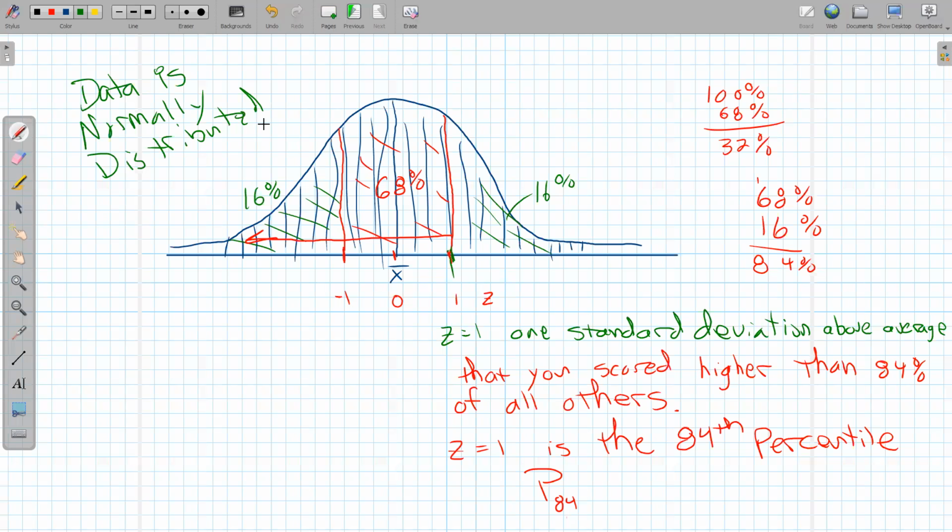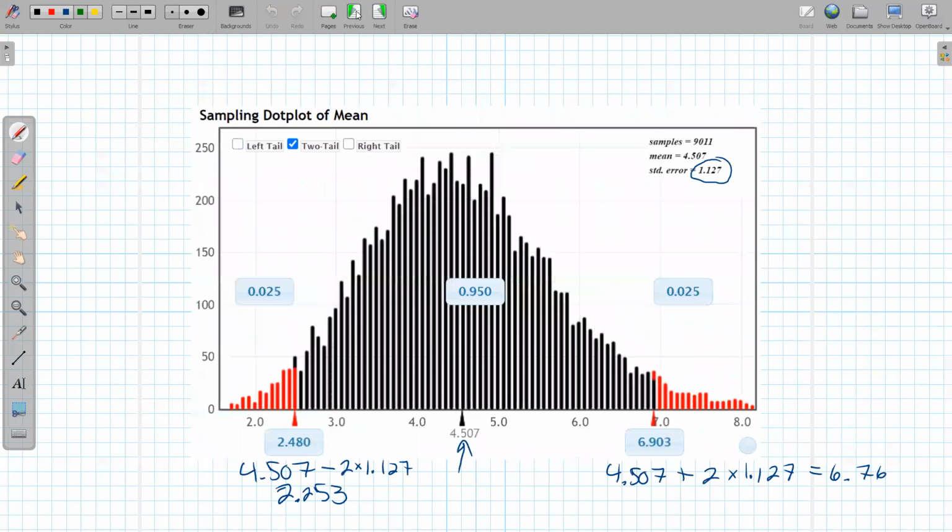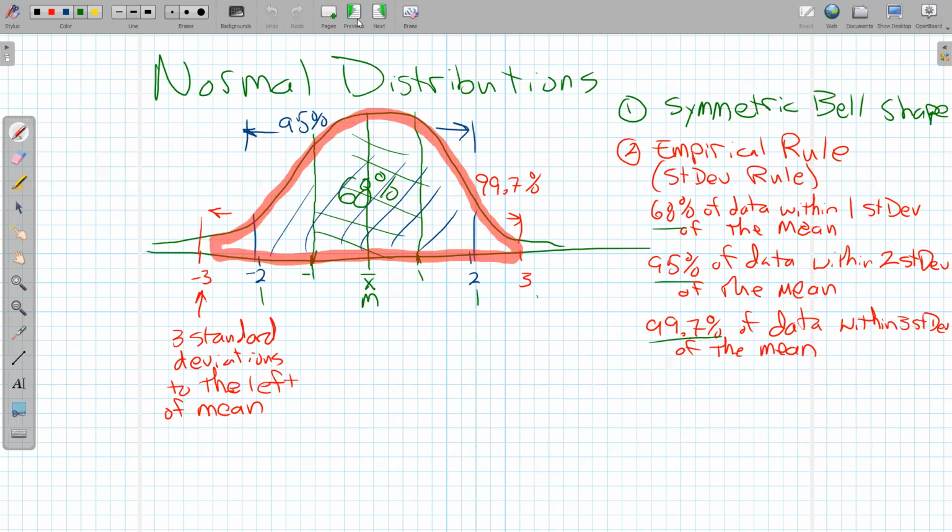So reminder, what does it mean for the data to be normally distributed? Going back a couple slides here. The data is normally distributed if we have a symmetric bell shape in the graph of the histogram. If 68% of the data is within one standard deviation of the mean, right? So that would be this group here. We look one standard deviation on each side and we count.